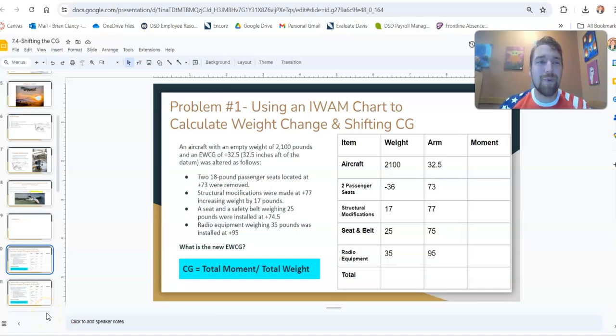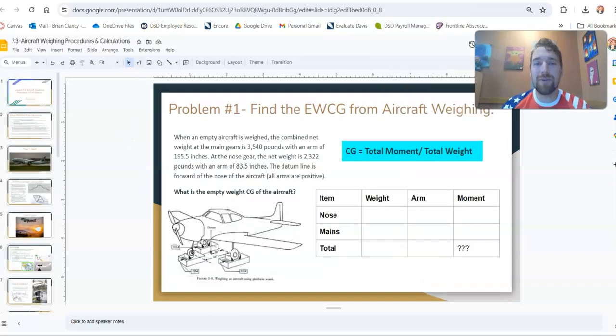Hello everyone, and welcome to 7.4, where we're going to learn a little more about how to shift the CG on an aircraft and what those limits are. In our previous lesson in 7.3, we learned a little bit more about weighing procedures and calculations and how to calculate the center of gravity. I'll remind you that the center of gravity is equal to total moment divided by total weight.